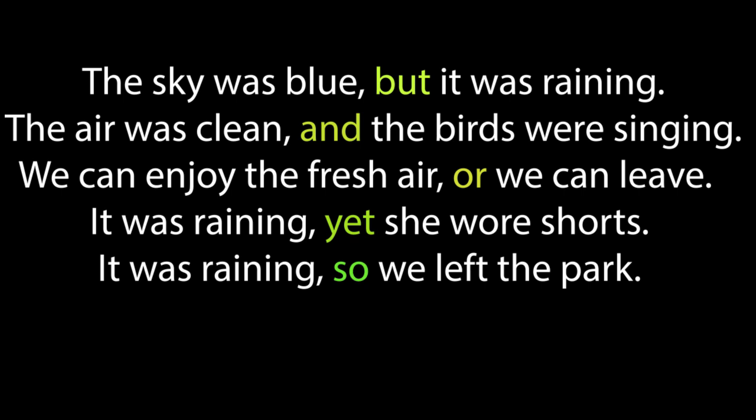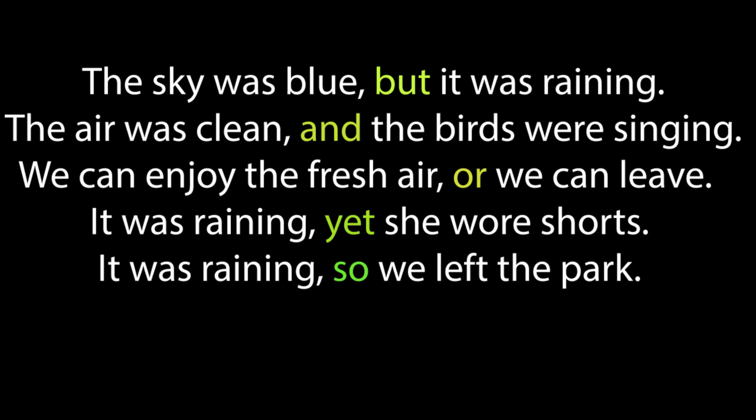So the important part here is I just want to make sure that I'm using the correct coordinating conjunction with the sentences. Now, if I say the air was clean but the birds were singing, it really doesn't make a lot of sense because it doesn't show opposition. Okay, you use but to show opposition, and that's what you have to make sure you do when you're combining these sentences. We can enjoy the fresh air, comma, or we can leave. It was raining, comma, yet she wore her shorts. It was raining, so we left the park.